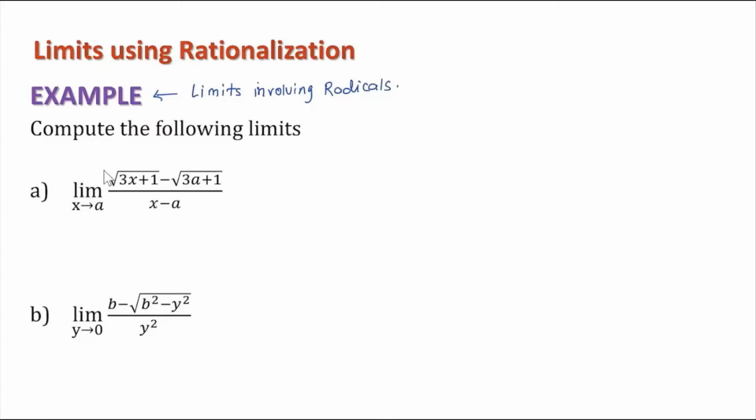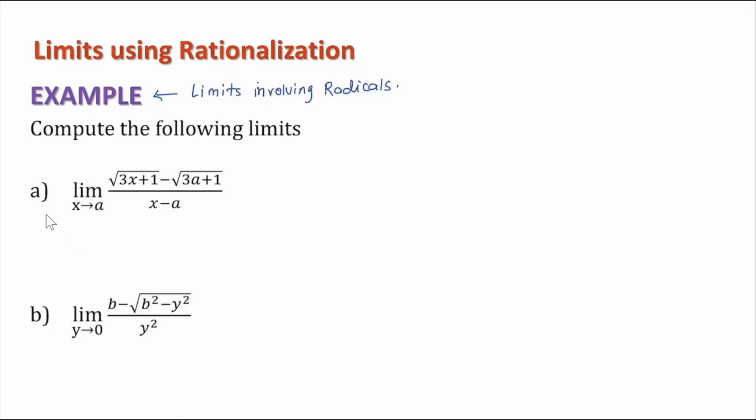So in these two examples, you can see we have the limits and there are radicals involved. There's a square root there. Here also we have the square root. So how can we find the limit of the radical functions? We are going to explore that in this example. We are going to begin with the first example, that is part A here.